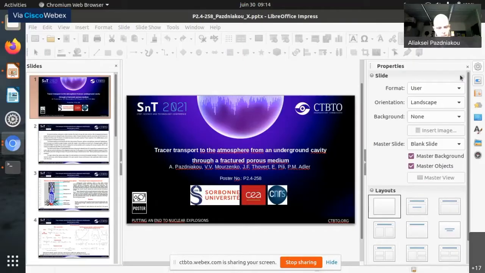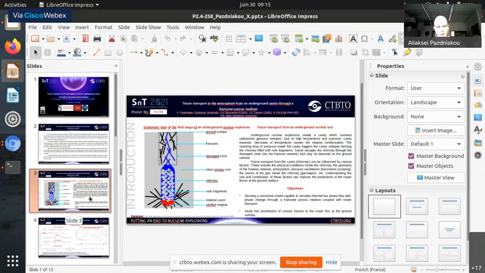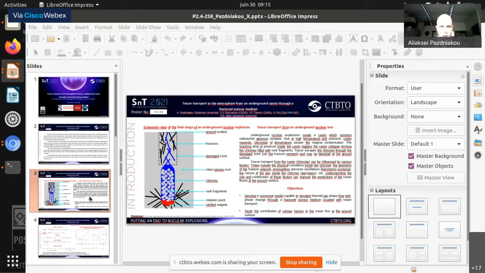Okay. Well, in our poster, we present a numerical model that we created to simulate tracer transport to the atmosphere from an underground cavity. At a nuclear underground explosion, basically, we end up with a cavity which is filled with rock fragments, heated, pressurized gas, and filled with a tracer, which then escapes the cavity through the fracture network and reaches the ground surface where we can measure the tracer flux.